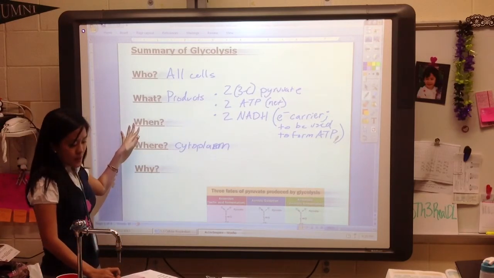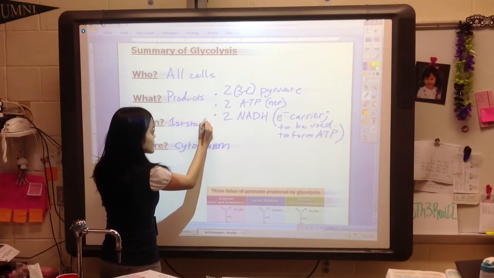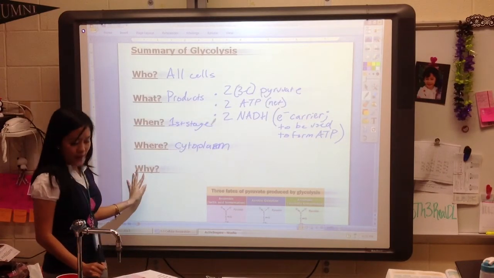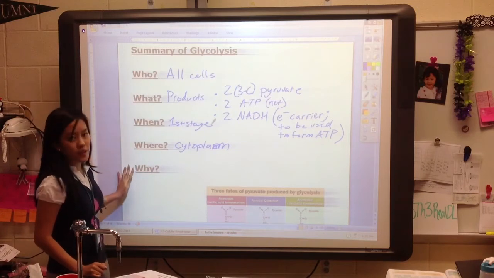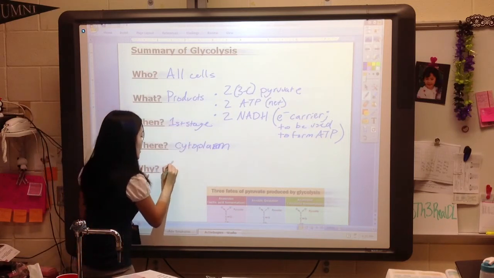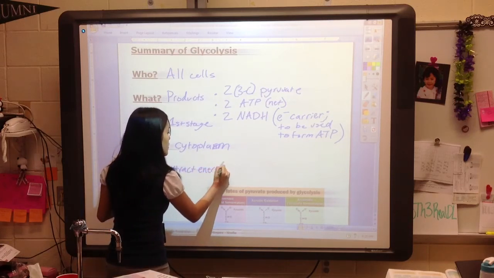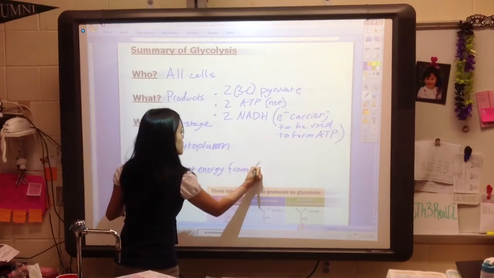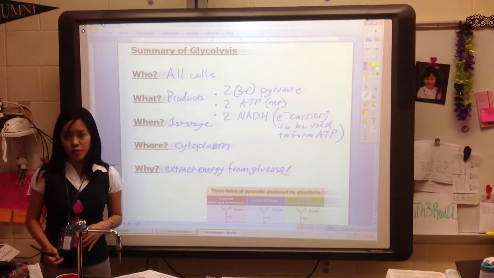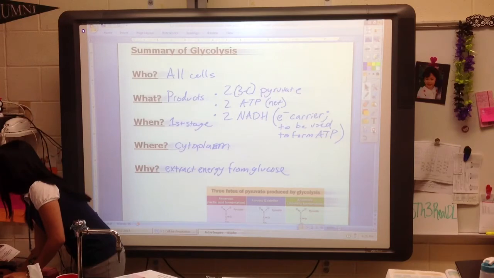So when does this happen? Well, glycolysis again was that first stage, so whenever the cell needs energy, needs ATP. And then why does this happen? Well, what are we doing in glycolysis? Throughout this whole process, we're trying to extract energy from glucose. That's why we're doing respiration. We're slowly breaking down the molecule to get our energy.